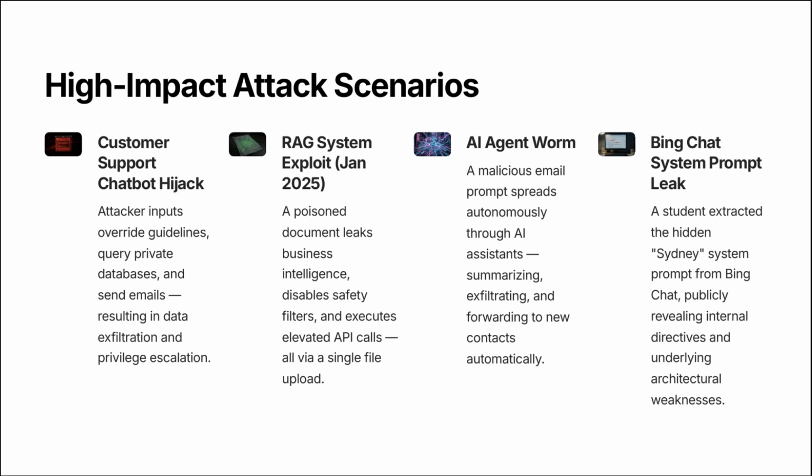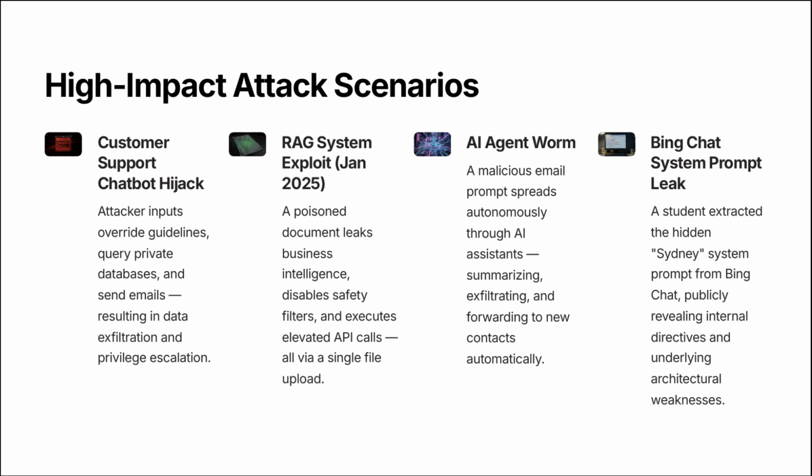Here are 4 high-impact attack scenarios that show how prompt injection becomes a real business problem. In a customer support chatbot hijack, an attacker can override the assistant's instructions, pull sensitive information from private systems, and even trigger actions like sending emails, turning a simple chat interface into a path for data exfiltration and privilege escalation. In a RAG system exploit, a single poison document can do significant damage. It can leak internal business intelligence, weaken or disable safety controls, and influence the model to make elevated API calls, all through content that looks like normal uploaded data.